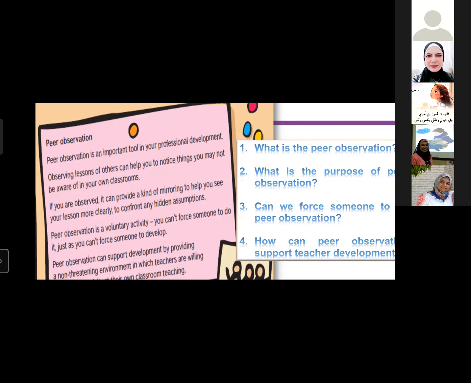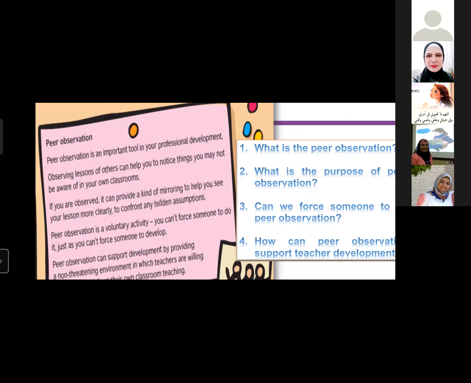Also, observing the lessons of others can help you to know things you may not be aware of in your own classroom. Sometimes we are teaching grammar, for example, in a traditional random way, but when we observe others, we notice something different, so we try to apply it in our classes. Also, if you are observed, it can provide a kind of mirroring to help you see your lesson more clearly and confront any hidden assumptions. Sometimes we are working, but we don't know if we are right or wrong, or if we want to add or avoid something.